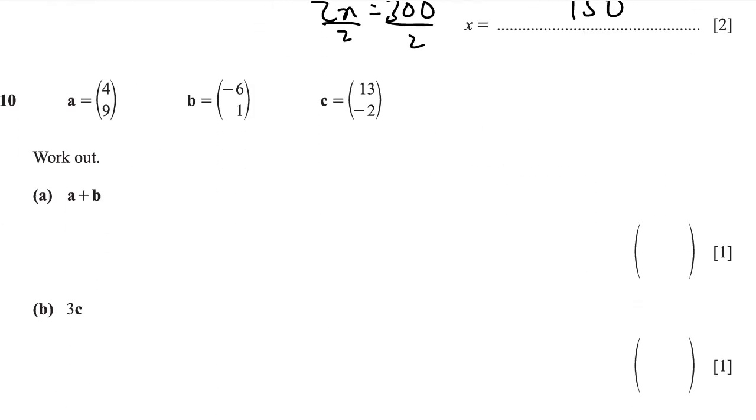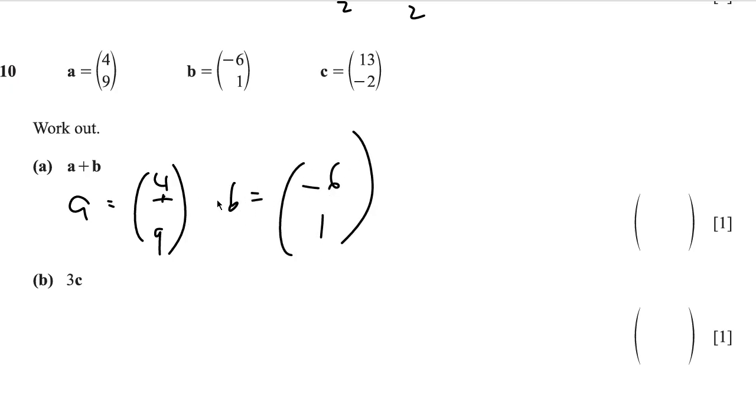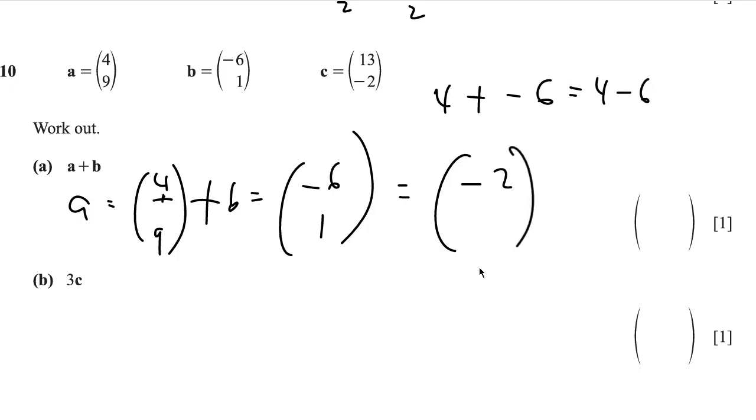Right? Next question says, A is equal to (4, 9), and then B is equal to (negative 6, 1), and then we're to add. So if we're adding these two together, what we simply do is to add this to this, this to this. So 4 negative 6 is negative 2, right? We're adding 4 to negative 6. That's 4 plus negative 6. And plus negative is negative, so 4 negative 6 is negative 2.